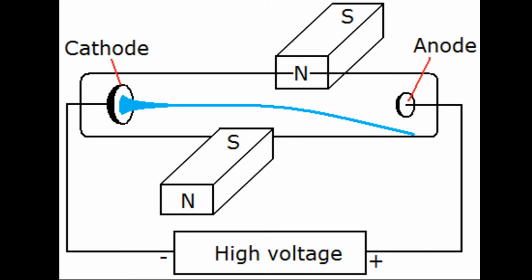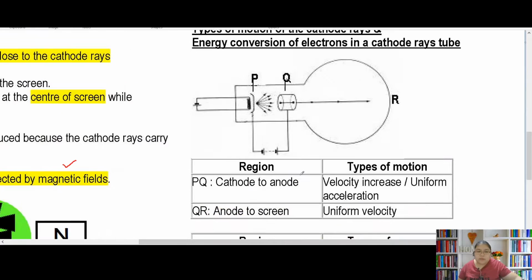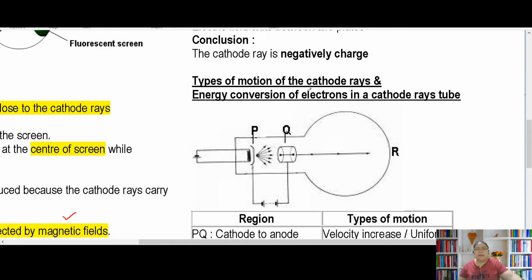Then the following is the type of motion of the cathode ray and also the energy conversion of the electron. So you need to know about the motion and also how the electrical energy is converted. Let's see the diagram here. Type of motion: we just explain velocity and acceleration only. Energy conversion: so we need to learn two things, the motion and how the energy converts.